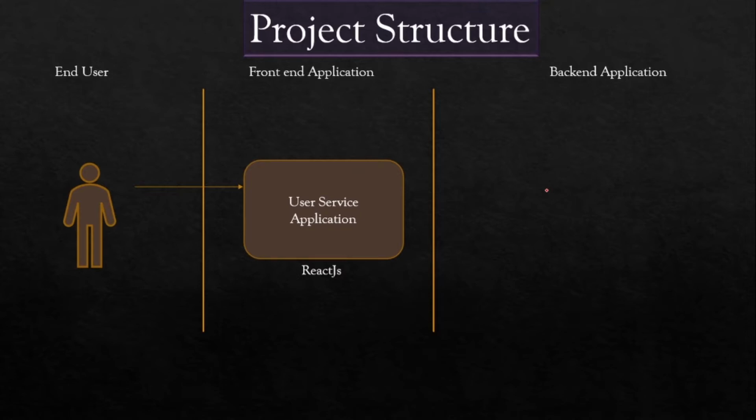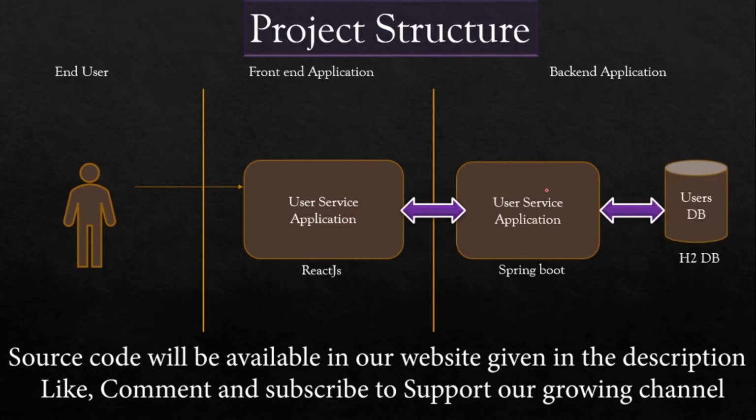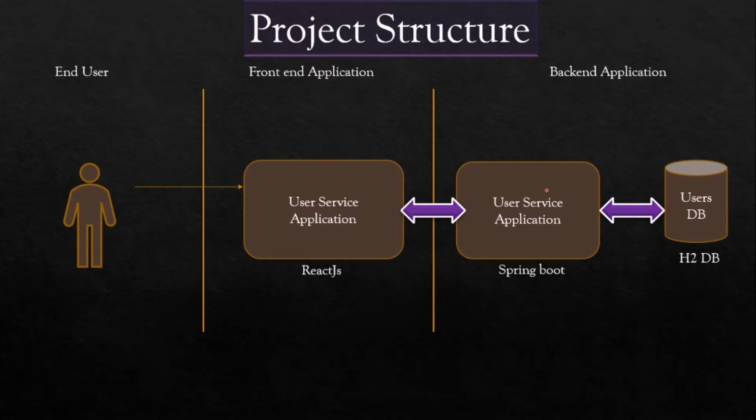So this user service application is nothing but it is going to fetch the data from somewhere and display it to the user. So it is going to fetch this data from the backend. Okay, so the backend of our application is a Spring Boot application. This Spring Boot application is also going to fetch some data from a database, that is a H2 database, and once it gets the data from the database, it transfers the data to the user service application, and the user service application will transfer the data to the end user.